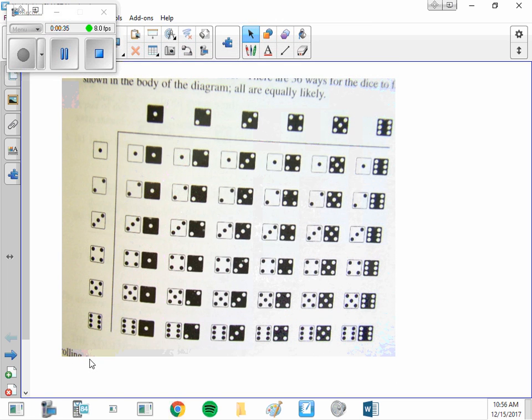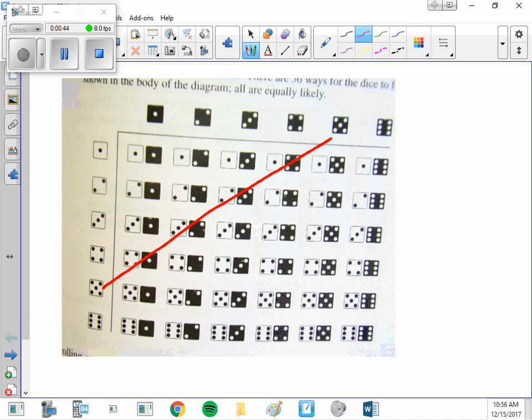Okay, so I want to know how many ways there are to roll a 5, and we realized that all of the 5s are going to be on the diagonal connecting the 2 5s. So you could either roll a 4 and a 1, a 3 and a 2, a 2 and a 3, and a 1 and a 4.